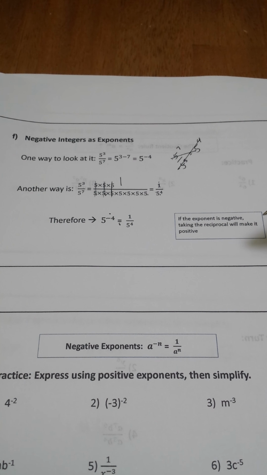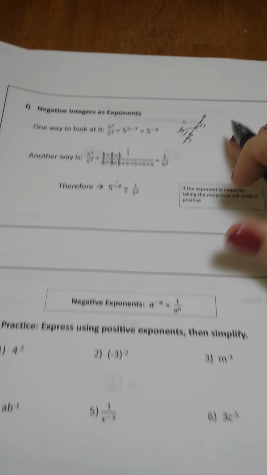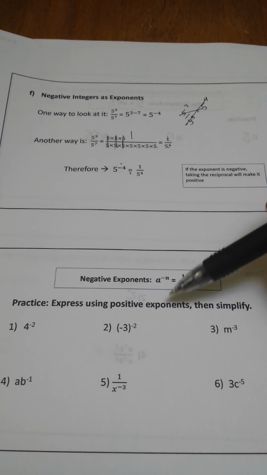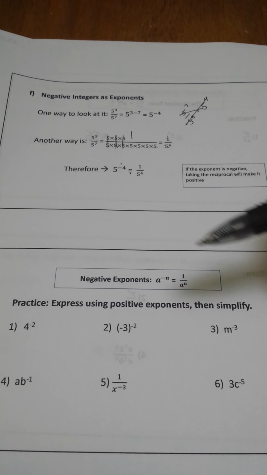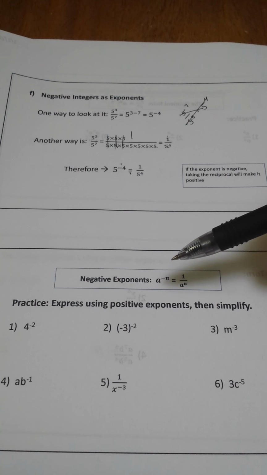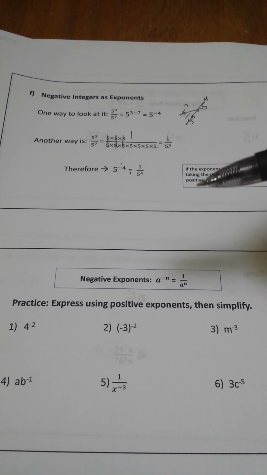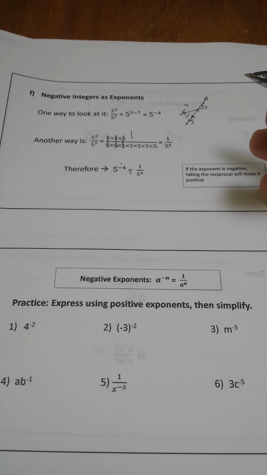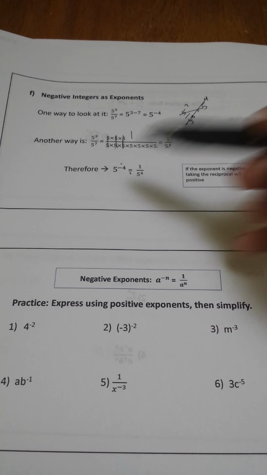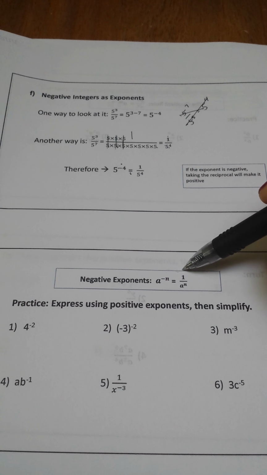That's important because whenever we simplify expressions with negative exponents involved, they never want your answer to have negative exponents in them. The directions will always look something like this: express using positive exponents. So they want you to take that negative exponent and change the value so that it's a positive exponent. How we're going to do that is by following this rule.